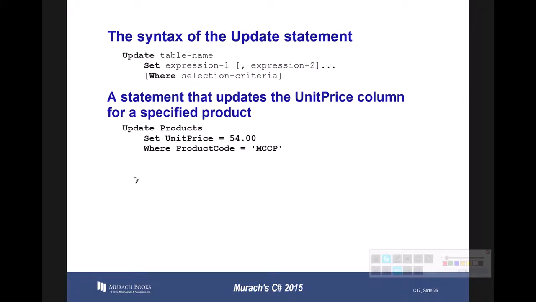Here's an update function. So this is the U. So we covered everything but D at the moment. So update a table, in this case products. I want to set the unit price of a product. So again, this record should already exist. I want to set the unit price equal to 54, where the product code equals MCCP.